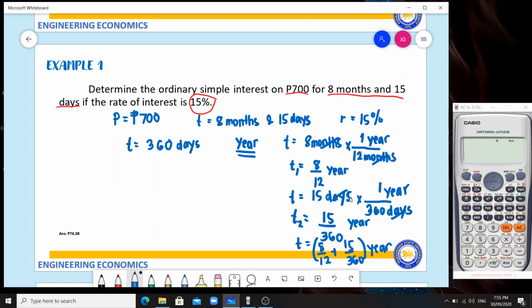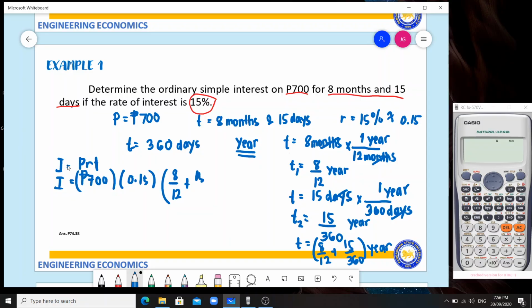Okay, now, let's solve for the ordinary interest. I is equals to PRT. So, I is equals to principal na 700 pesos. Okay. And then the rate, syempre, kailangan i-convert natin yan into decimal, which is 0.15. So, ito ay 0.15. And yung time natin, 8 over 12 plus 15 over 360. Alright. So, ang I natin, let's compute.